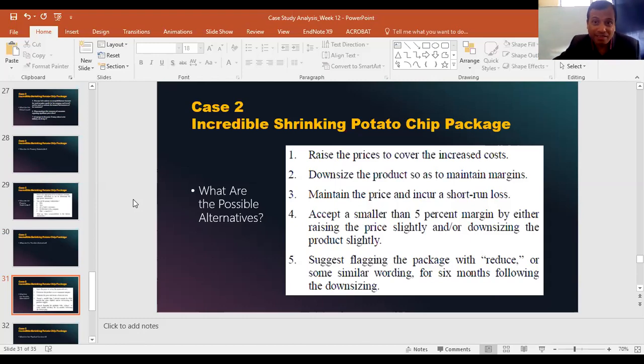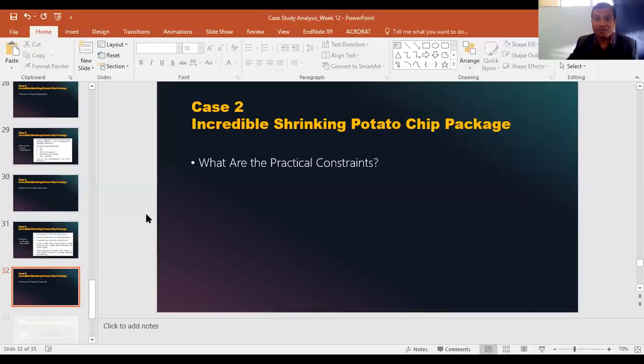Does that make sense? Do all these alternatives make sense to you? Yeah, they all make sense. Okay, so once you understood the alternatives, what next?